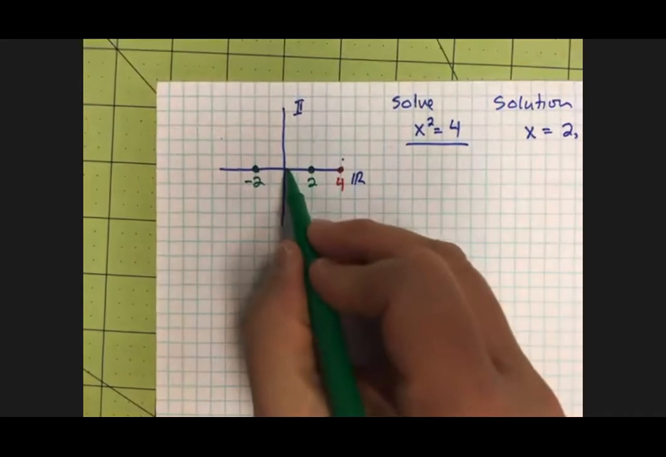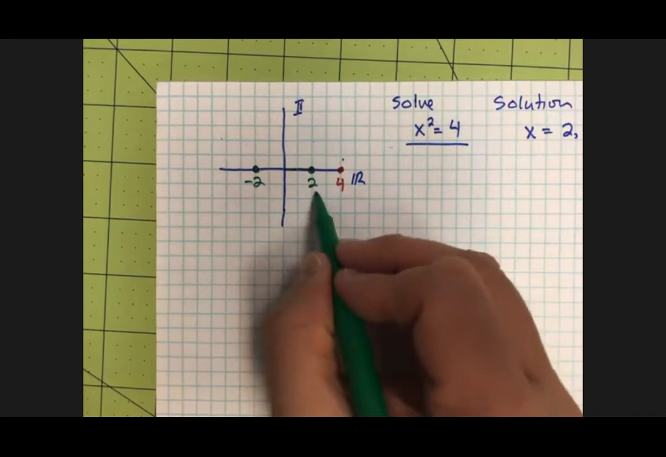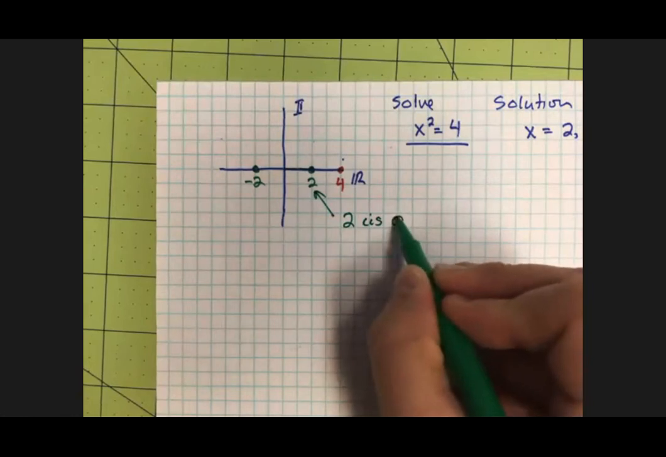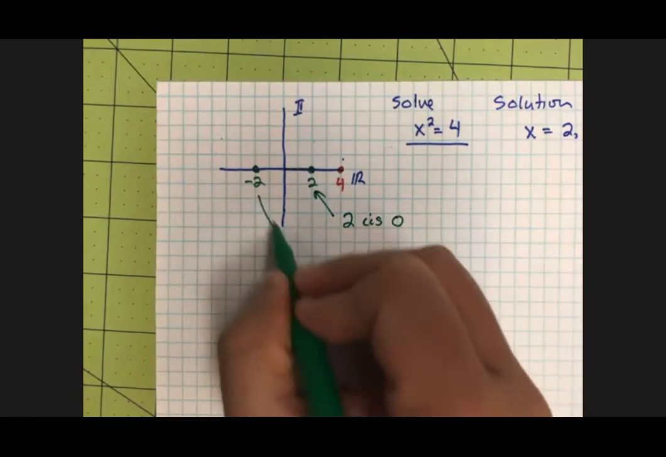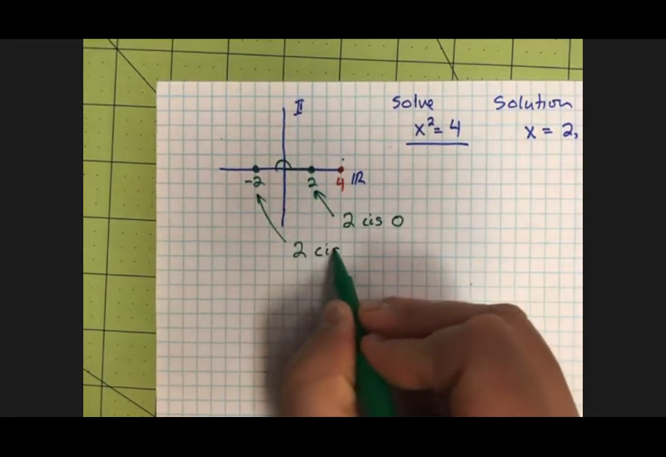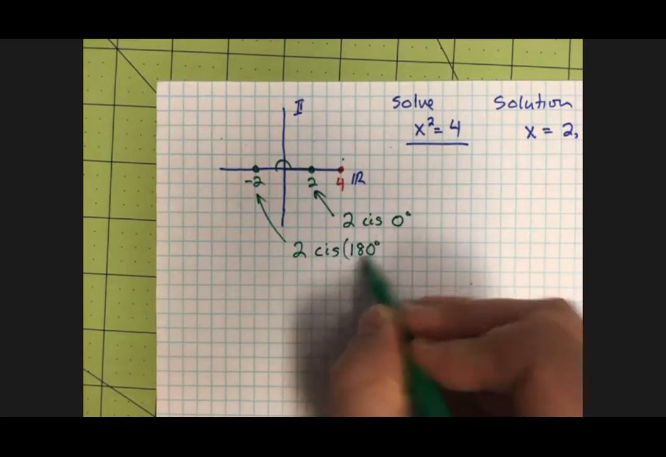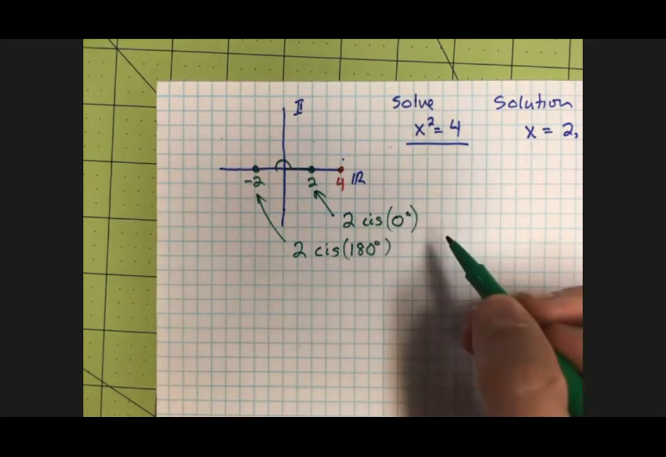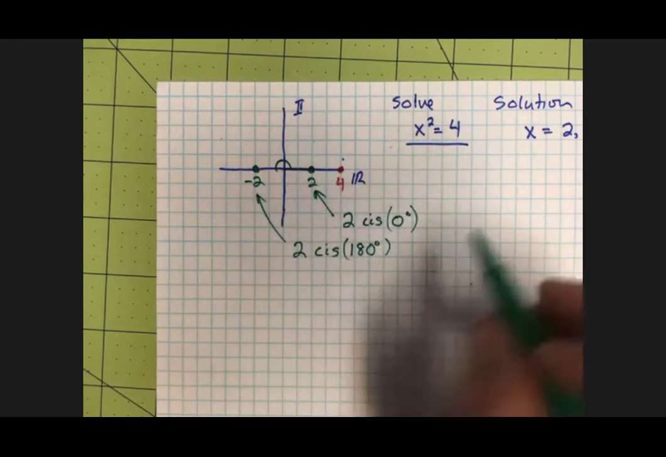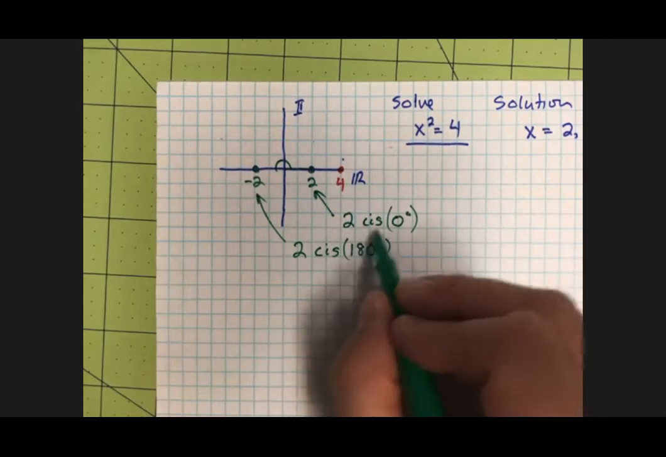Let's think of those 2 answers as complex numbers. Even though they're on the real number line, they do have angles. This number right here has a radius of 2 and an angle of 0. This number right here has a radius of 2 and an angle of 180. Now, you and I both know that when you square 2, you get 4. When you square minus 2, you get 4. But does that work in the complex description?